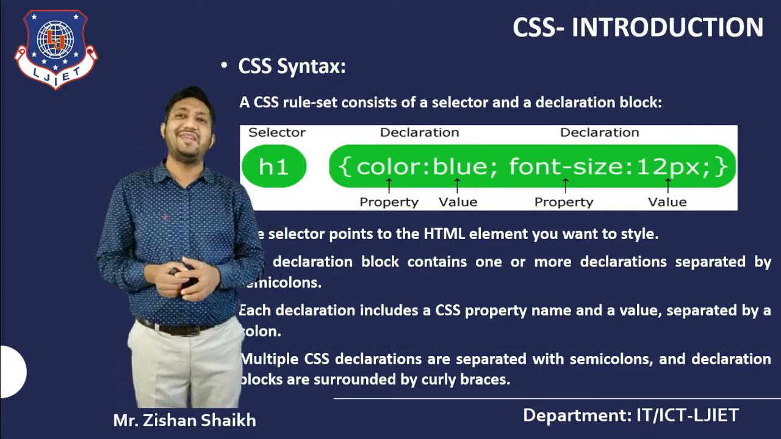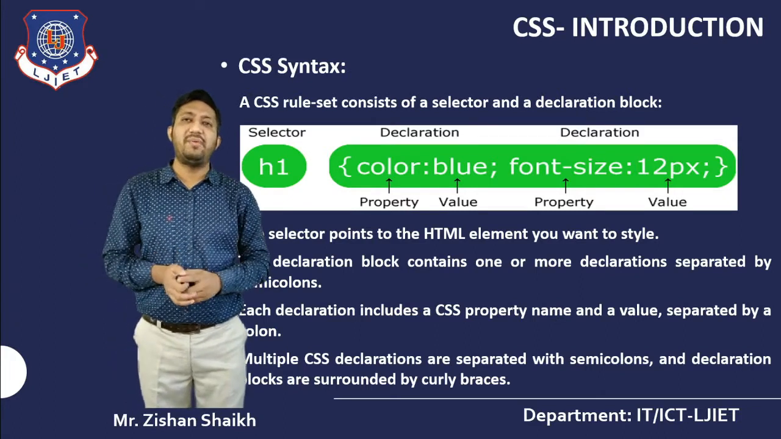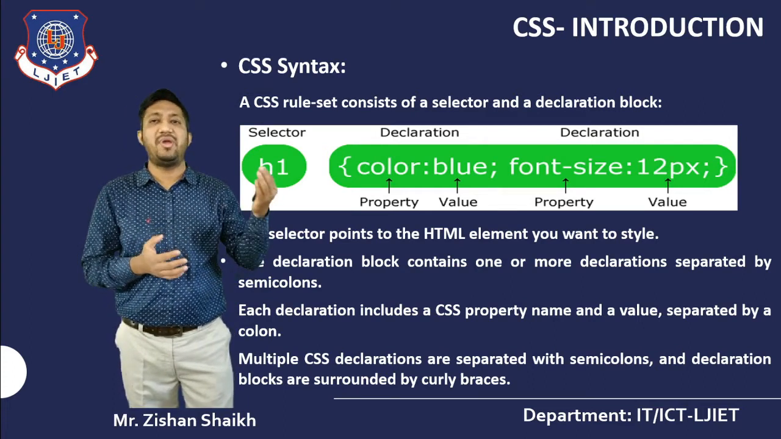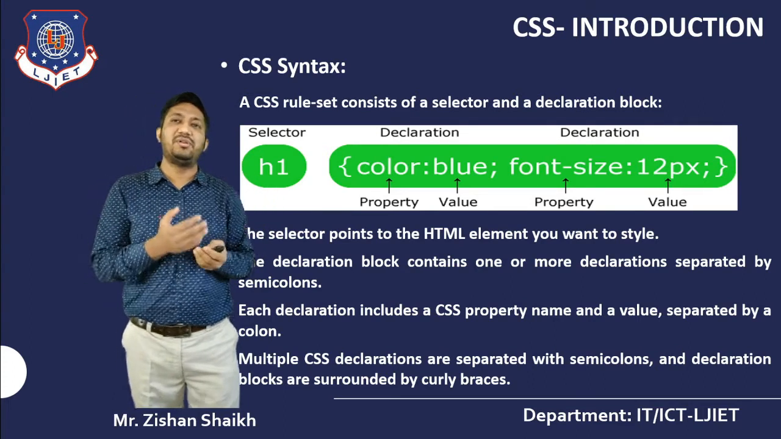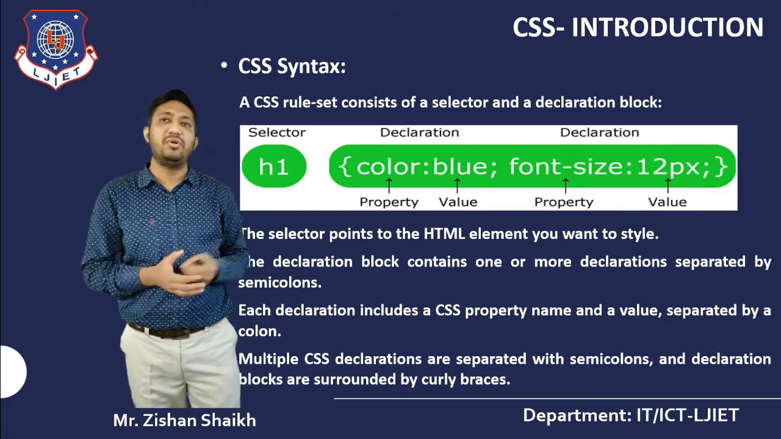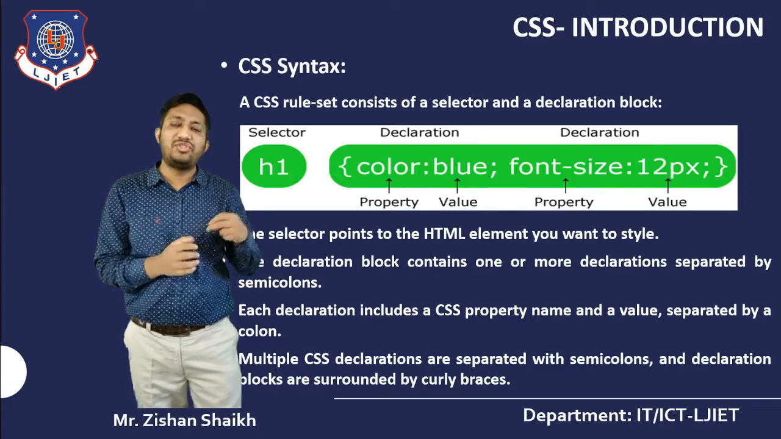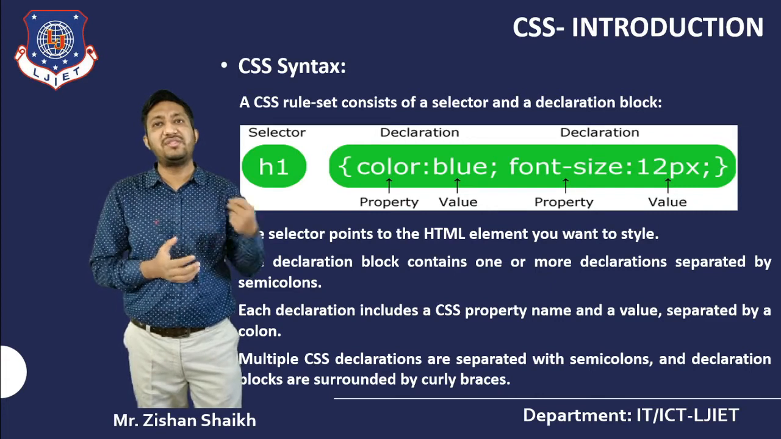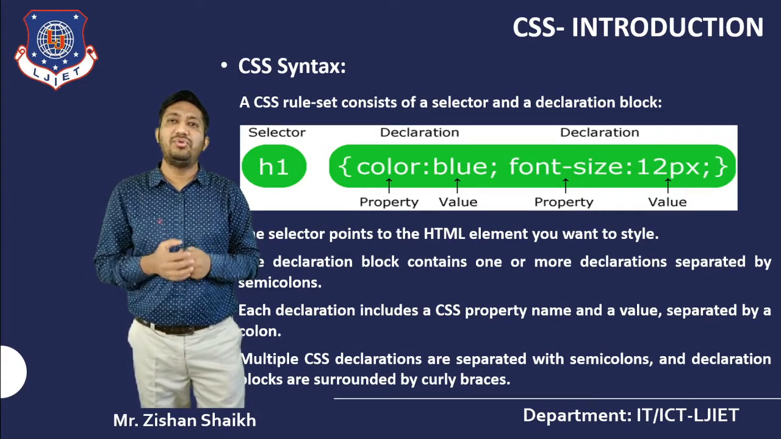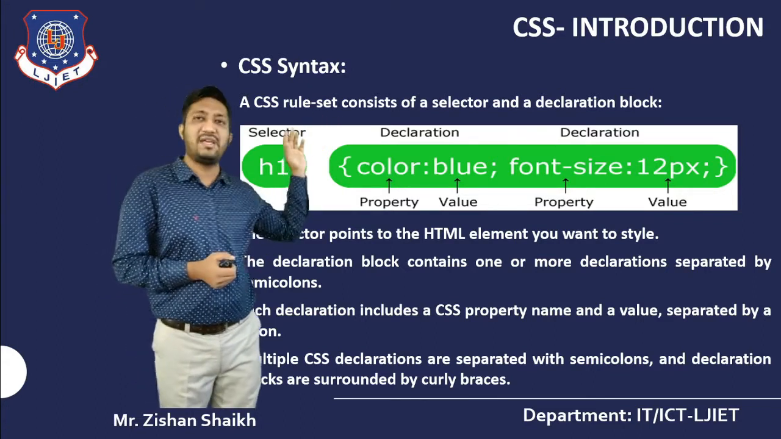So how can we write any CSS in our HTML page? You are already aware of the standard HTML page. It starts with the HTML tag, then the head portion, and in the body portion we write some text. For example, I'm writing h1 hello. But if I want to apply some CSS, where should we write it and what is the syntax of that CSS? For that we have to use the syntax structure of CSS. This is the example.